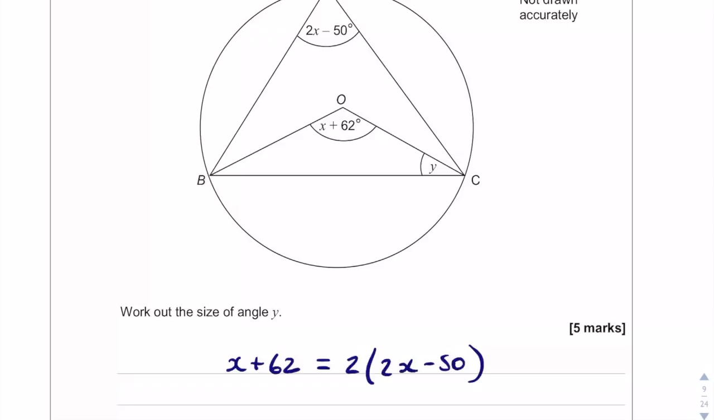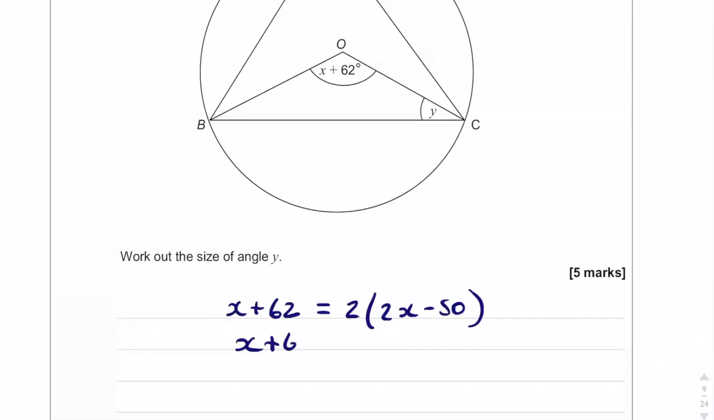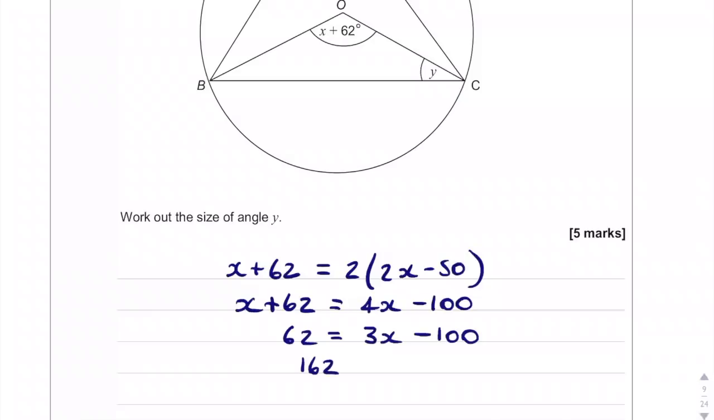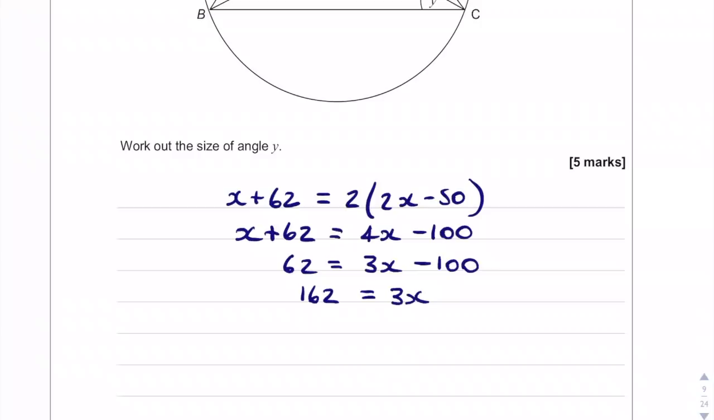So we now got one equation in terms of x, and we just need to solve for x. So we're going to add x plus 62, expand this bracket out, we're going to have 4x minus 100. And then what I can do is I can minus x from both sides, so I'm going to get 62 is equal to 3x minus 100. And then I can add 100 to both sides, so I get 162 is equal to 3x. Now I can work out my value of x by dividing both sides by 3. So 162 divided by 3 is 54.